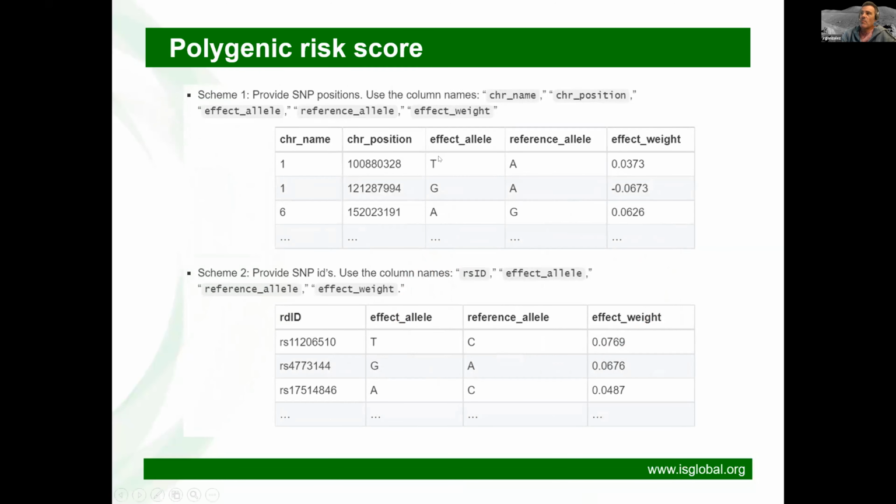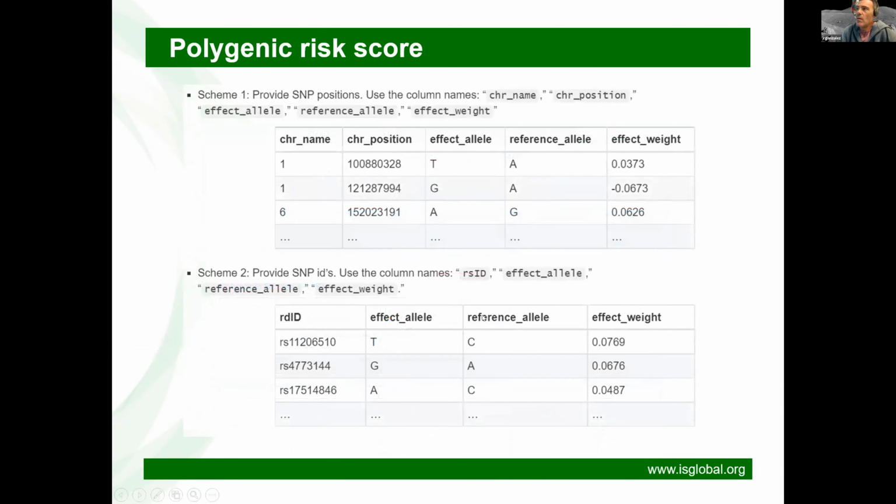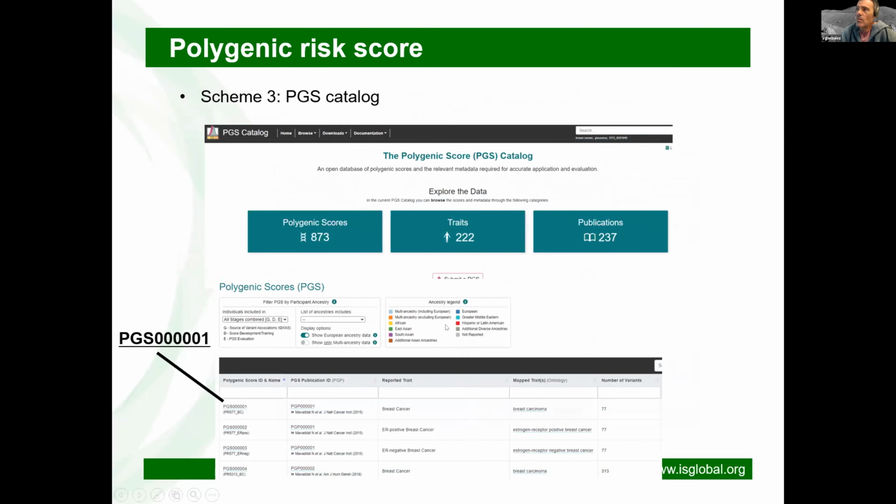And also you can have the same information, but if you don't know the chromosome and the position, you can put simply the array's name, okay? And the third option is that you can use the polygenic risk score catalog. Here you have a catalog having this number of polygenic risk scores that have been obtained from literature. So here you have the number of polygenic risk scores. For example, this one is related to breast cancer. So you don't need to provide this information, because from this catalog, you can obtain the beta values and the effect and the effect alleles and so on.